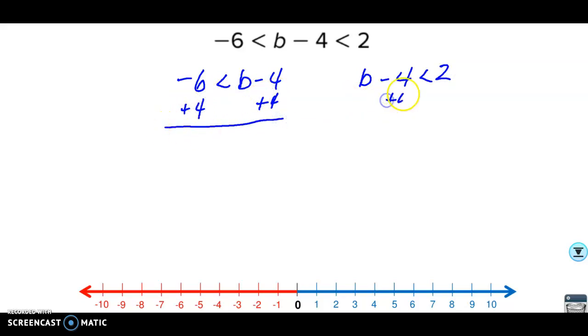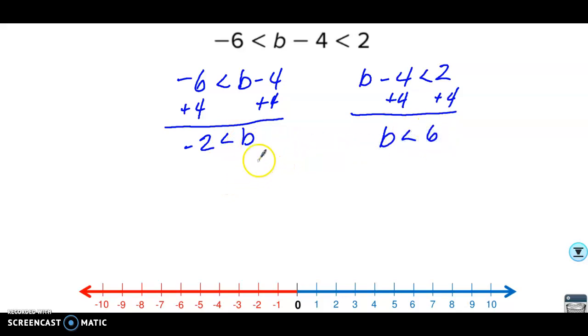Same thing you're going to do over here. Add 4 to both sides. All right, -6 plus 4 is -2. So b is greater than -2. And b is also less than 6.